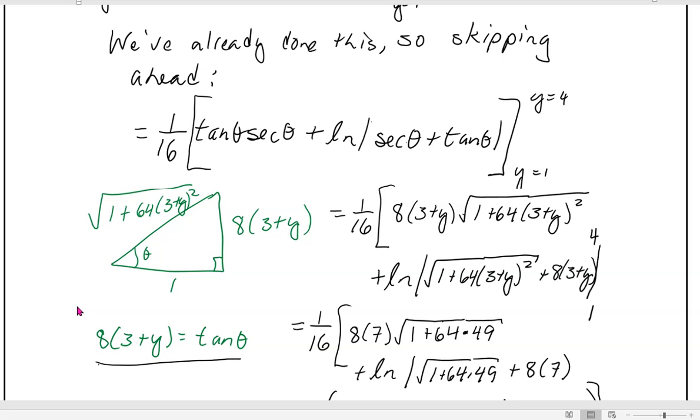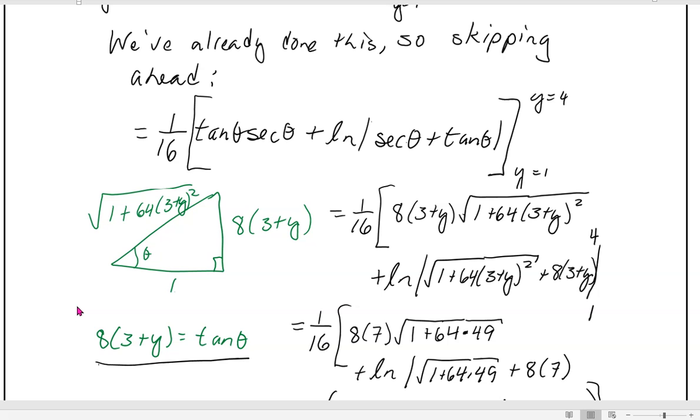Our home base equation was 8 times 3 plus y equal tangent of theta. That makes the opposite side 8 times 3 plus y, adjacent side 1. By squaring these two and adding them together, we get the hypotenuse here, which matches what we originally had under the radical. Then we can replace tangent of theta with 8 times 3 plus y, and secant of theta with this radical that we see here.